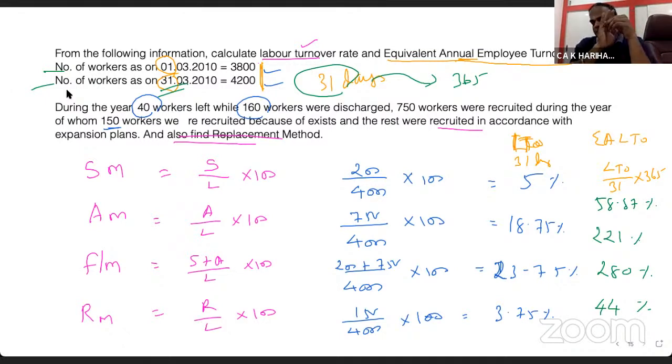Shall I go to the next one? Shall I go for overhead? Yes, you can go for the overhead topic.